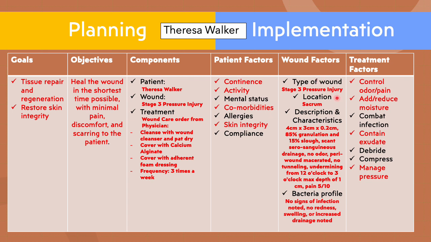Wound factors: type of wound, stage 3 pressure injury, location sacrum, description and characteristics: 4 centimeters by 3 centimeters by 0.2 centimeters, 85% granulation, 15% slough, scant serosanguinous drainage, no odor, peri-wound is macerated, no tunneling, undermining from 12 o'clock to 3 o'clock, max depth of 1 centimeter, pain 5/10, bacterial profile, no signs of infection noted, no redness, swelling, or increased drainage noted. Treatment factors: control odor and pain, add reduced moisture, contain exudate, manage pressure.